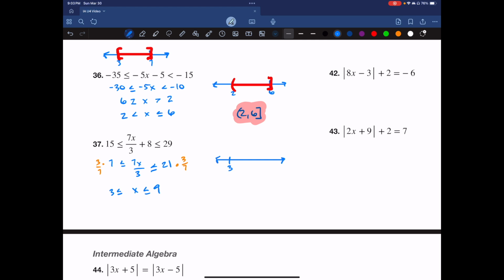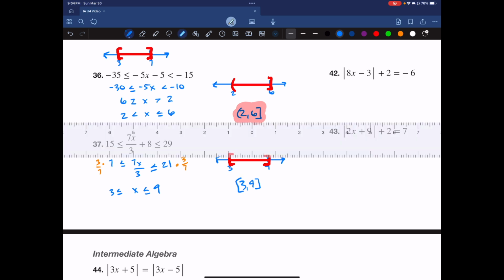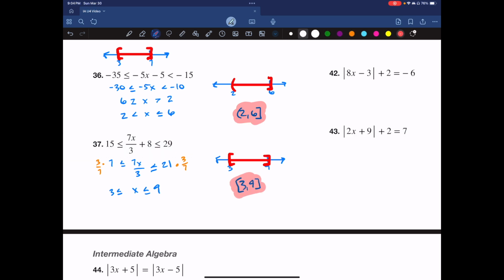It's going to be 3. It's going to be 9. Okay, that's going to be a bracket on both sides, shade in between. So that's going to be 3 comma 9, bracket on both sides. Here you go.